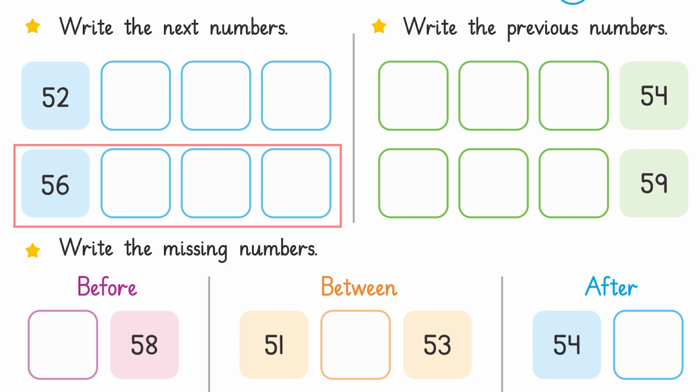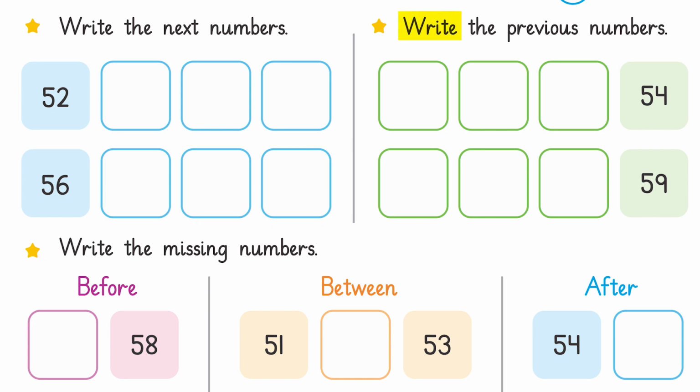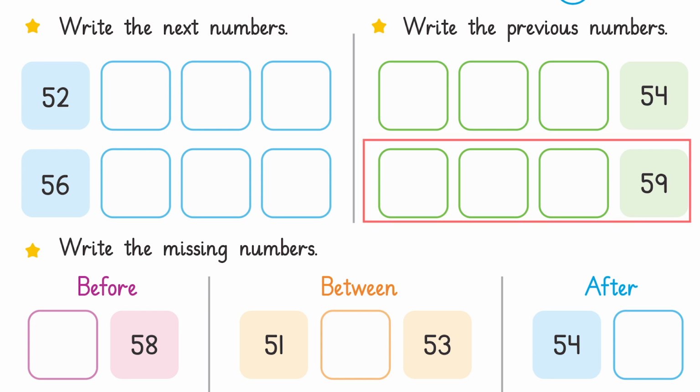Same goes with 56. And the second part of this question says, write the previous numbers. If you have 54, you have to write the previous 3 numbers. What comes before 54, my dear kids? Yes, 53, then take a jump back, 52 and 51. And here with 59, you have to write the previous 3 numbers.